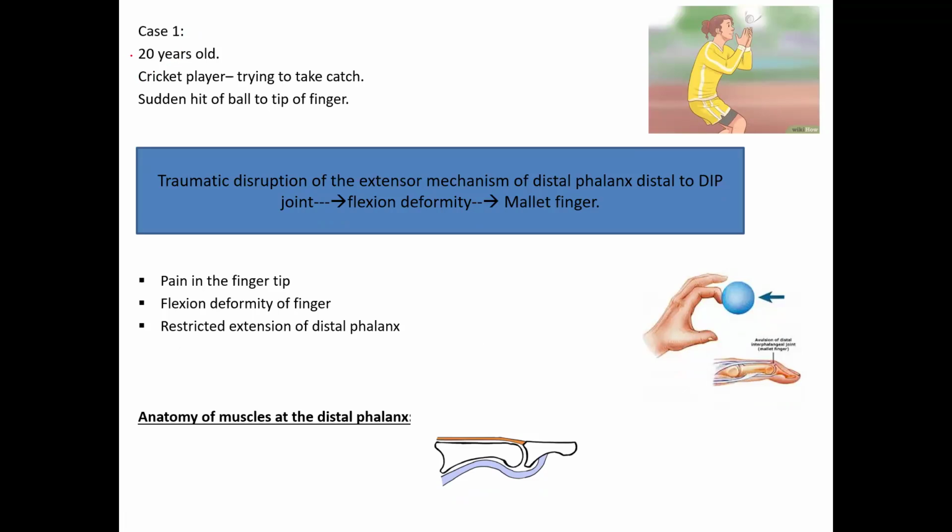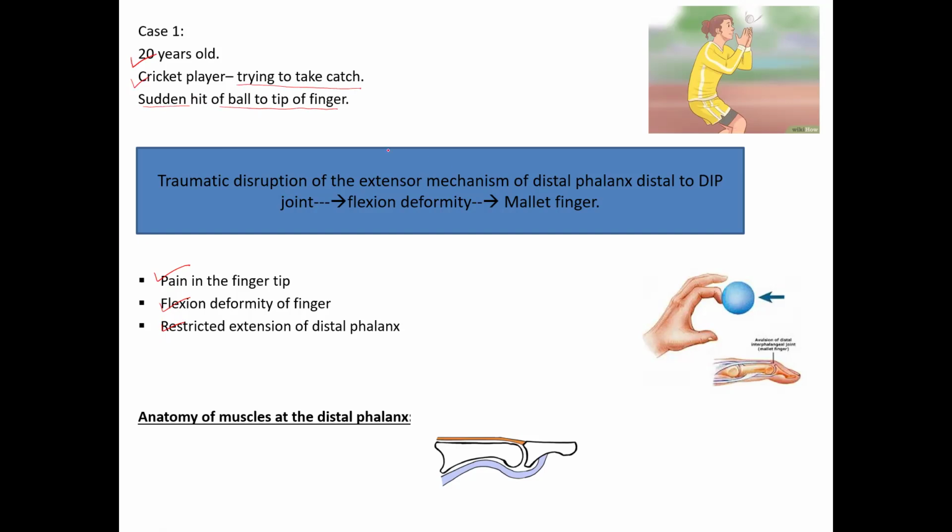This first case is a 20-year-old male patient. He is a cricket player, and he had an injury to the finger when he was trying to take a catch. When he was trying to take the catch, the ball suddenly, instead of coming directly into the hand, hit the tip of the finger. After this, the patient started having pain in the finger. There is a flexion deformity of the finger, and there is restriction of extension of the distal phalanx. So this is the classical presentation of mallet finger.